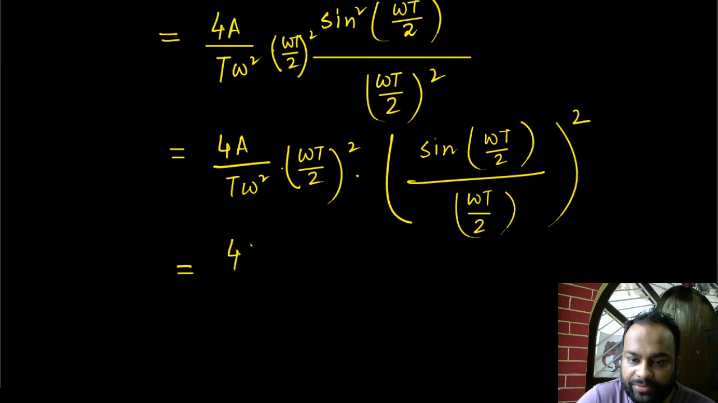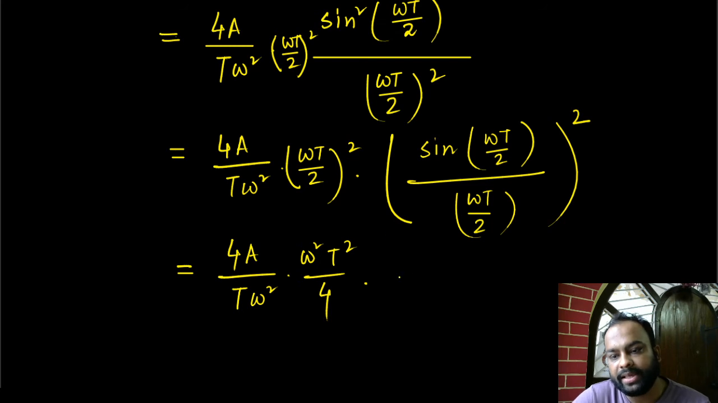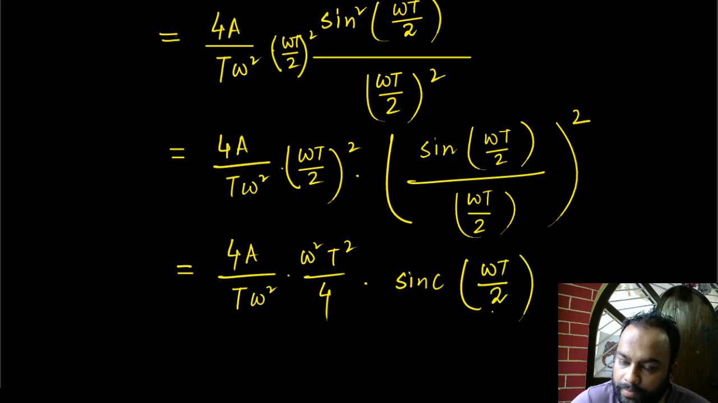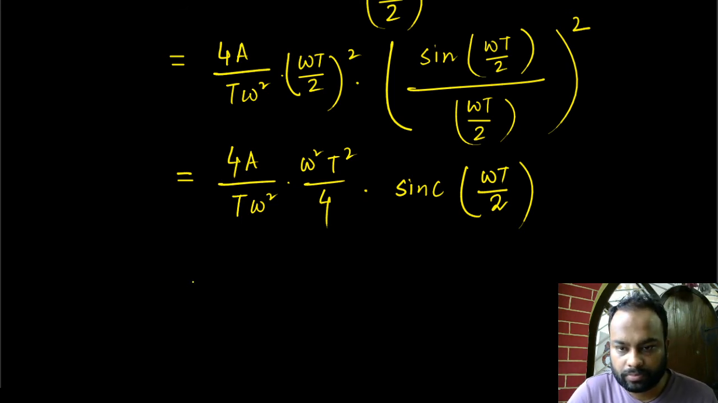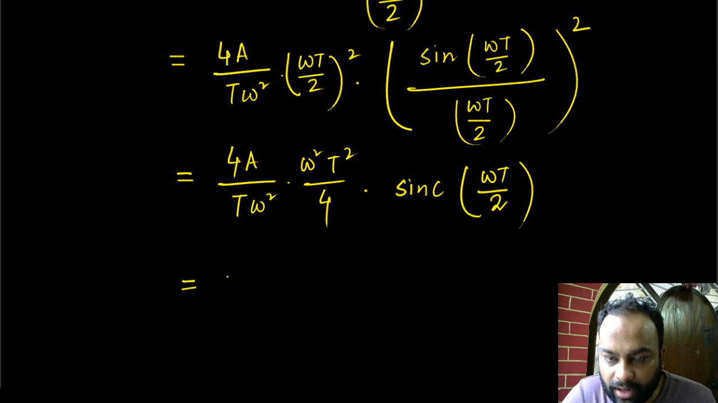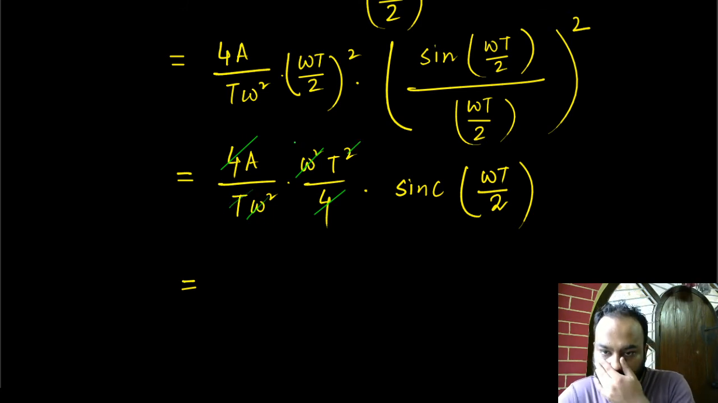Let's simplify this. This is 4a by t omega square. This is omega square t square by 4, and this is, in our usual definition, the sinc function again. Sinc omega t by 2, and you can write omega t by 2 pi if you wish. So if you simplify this, I have 4 cancelling out, omega square cancelling out, one t cancelling out, so I have a t, right?